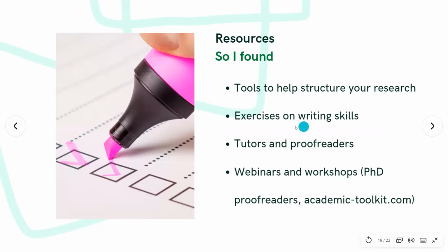I looked online for exercises to practice writing skills, like practice writing a little introduction section for something. That was really good. I also looked online for tutors and proofreaders, and I used one. It was a paid service, but I used one tutor to help me get a better understanding of the literature review, of exactly what was required from my subject, which I was looking at MOL. And that was a really useful session. I think I did that in June last year, and that really helped a lot.